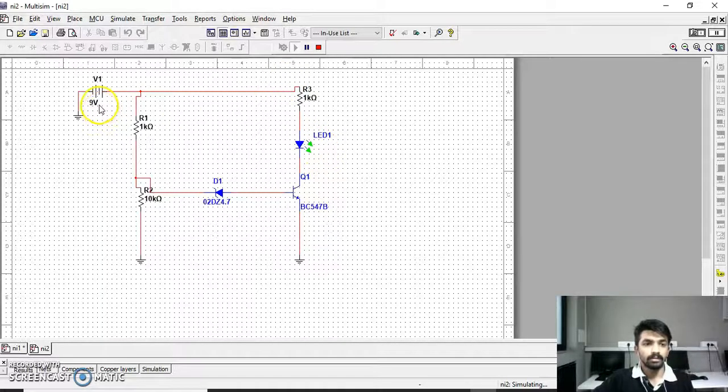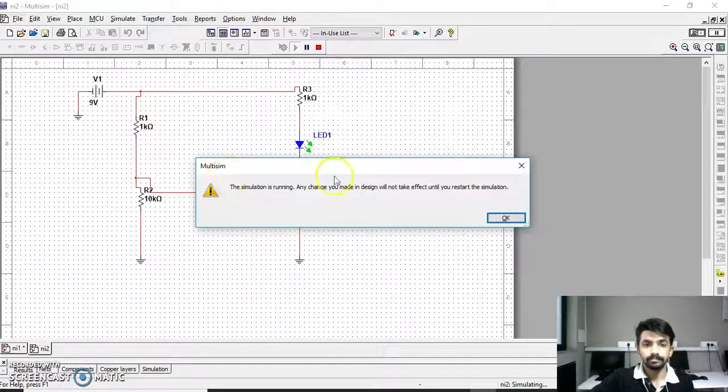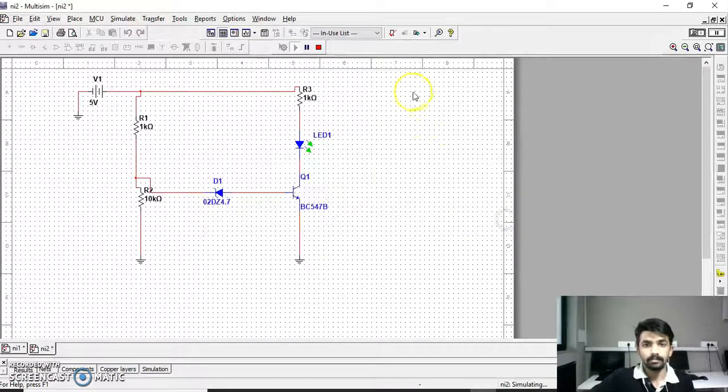So we are trying to change the voltage. I am giving a 5 volt supply. Now let's see, the LED is not on because of the lower voltage present here. So this is our second circuit.